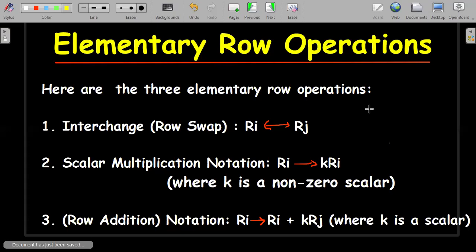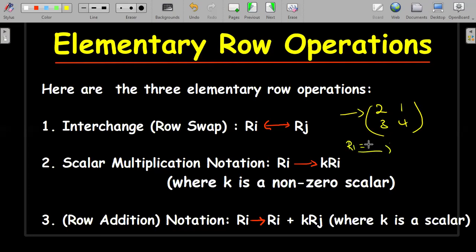So for example, if you have your matrix 2, 1, and 3, 4, I can say this row 1, I can multiply it. My new row 1 will just be equal to 2 multiplied by row 1. So whatever is in row 1, I'm going to multiply it by 2. So 2 multiplied by 2 is 4, and 2 multiplied by 1 is 2. And the second row remains the same, 3, 4. So what we've done here is called scalar multiplication.